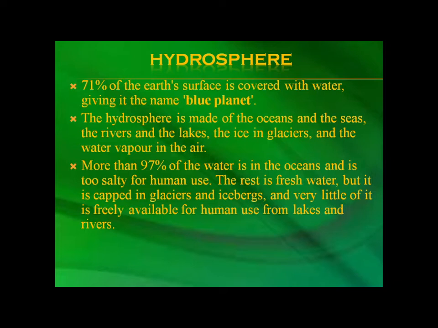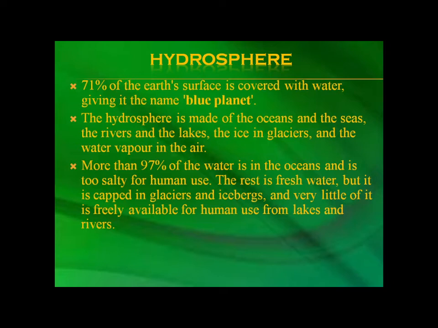More than 97% of the water is in the oceans and is too salty for human use. The rest is fresh water, but it is kept in glaciers and icebergs, and very little of it is freely available for human use in lakes and rivers. Just see, 71% of the whole planet is water, but still we have scarcity of water. Why? Because 97% of that water is ocean, which is very salty. No drinking, no washing, no cleaning, nothing.